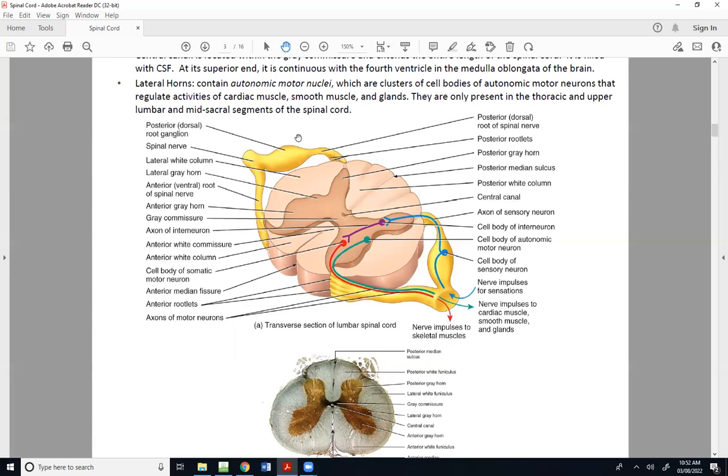Now, in the case of the posterior root, there's a little fattened segment of it called the posterior or dorsal root ganglion, which is where you find the cell bodies of those sensory neurons.